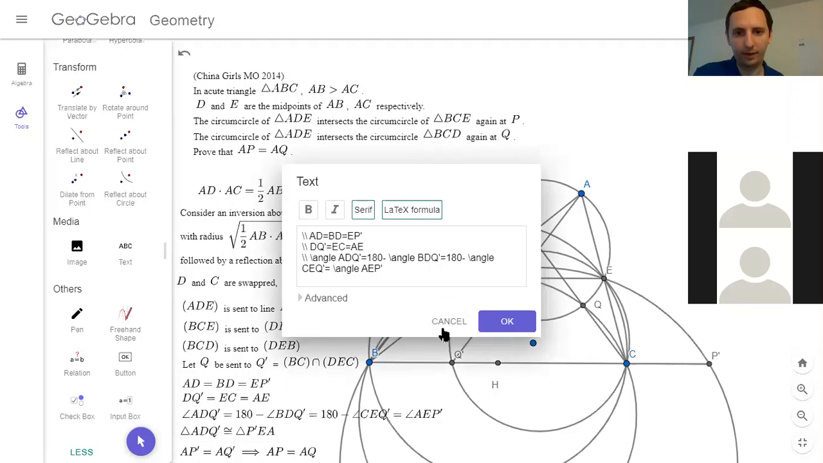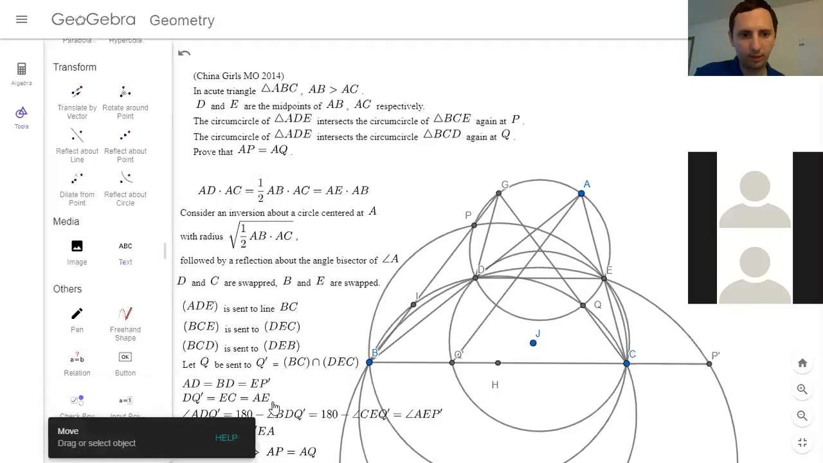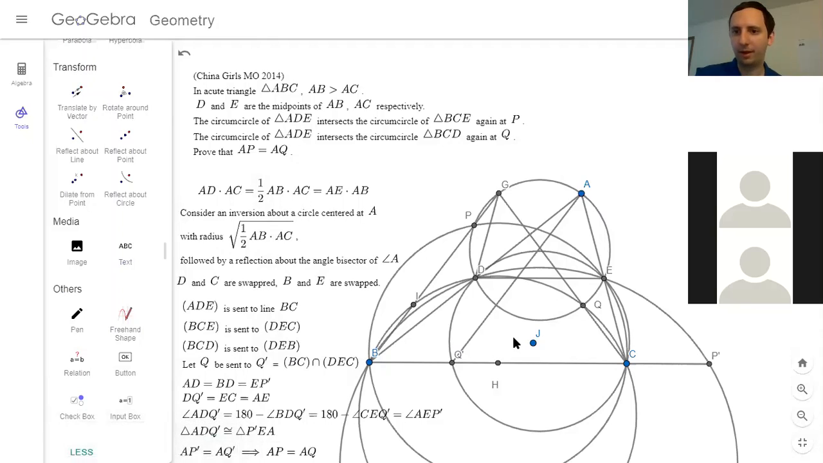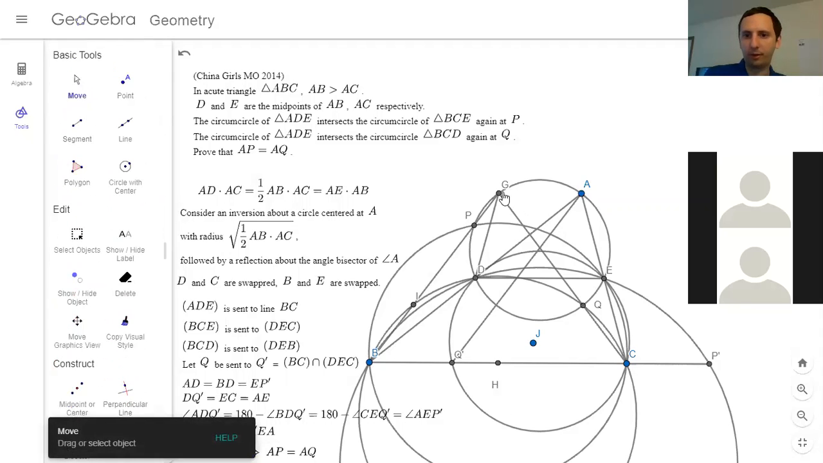I like this proof. Thanks a lot for sharing it, Fwang. Okay. It also suffices to show GA equals GP. Yeah, so we actually didn't need point G for this proof, although I'm sure there were ways to do it.